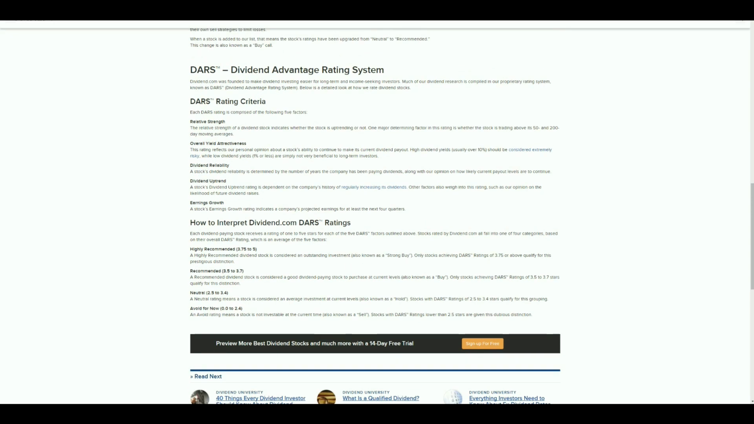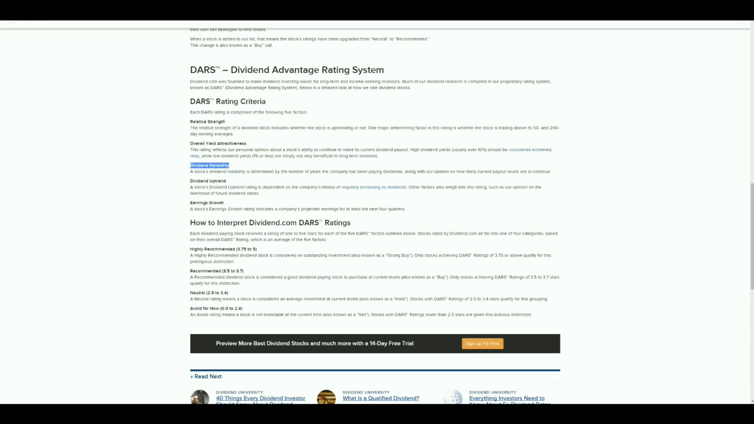So the DARS, it's the Dividend Advantage Rating System that Dividend.com screens these stocks by. They talk about relative strength, whether they're trading above their 50-day and 200-day moving averages. It talks about overall yield attractiveness. It doesn't want a yield over 10%. These are risky. And it doesn't want a yield under 1% because these are not very beneficial for long-term investors.